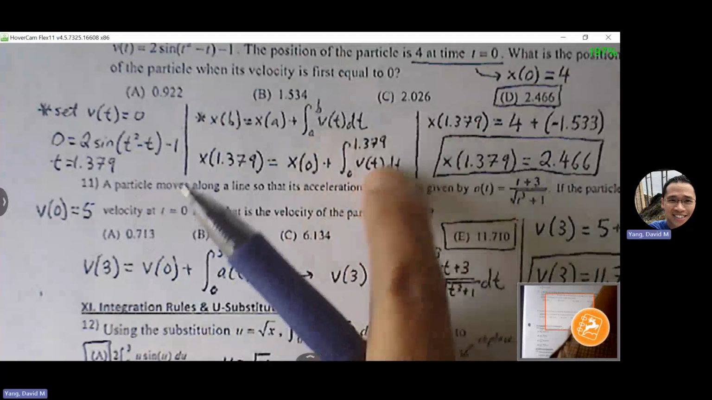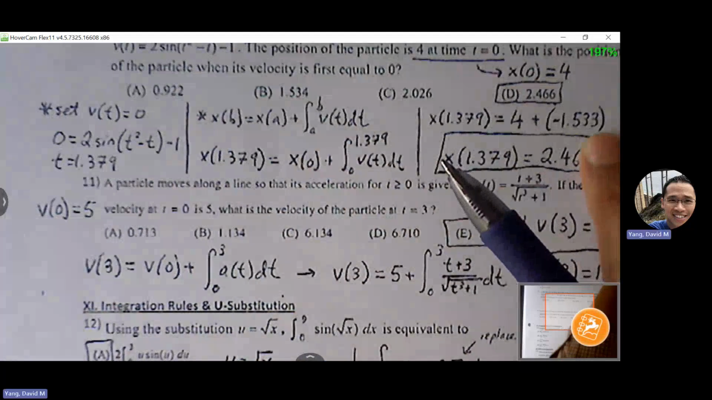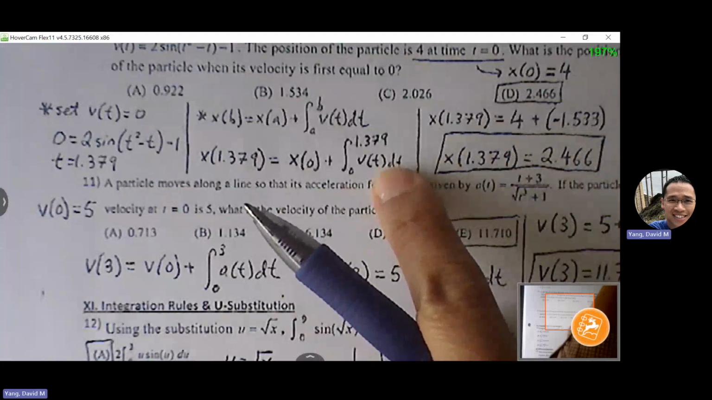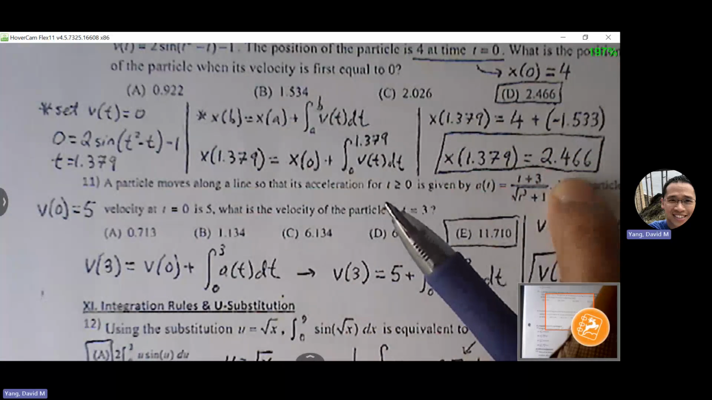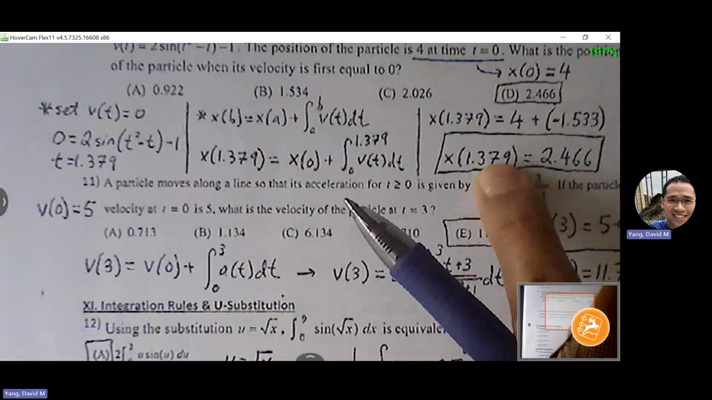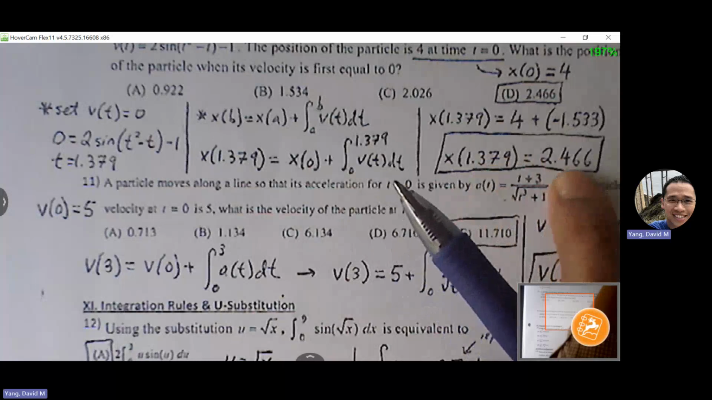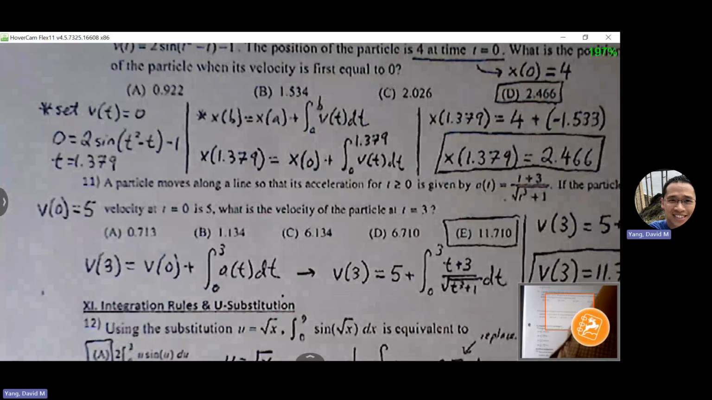This calculator work would give us -1.533. You do math 9 of your velocity function. So we're starting at 4. We're moving left 1.533 at 1.379 seconds, or that time. We're going to end up at location 2.466.